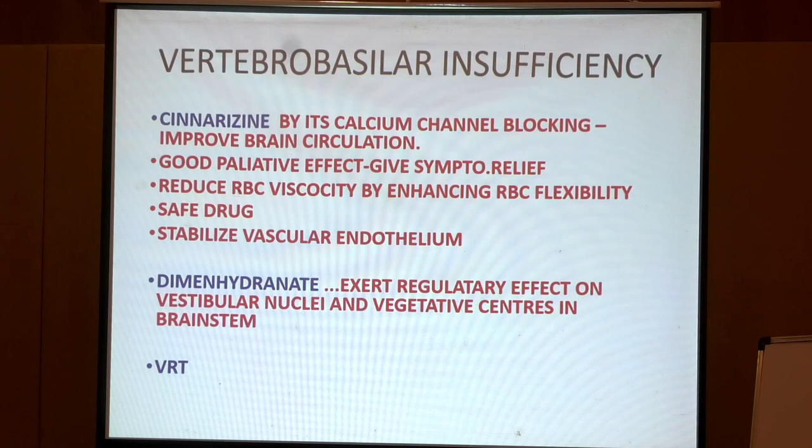Next is vestibulobasilar insufficiency; patients are also being seen in our practice. So cinnarizine plus dimenhydrinate combination is very effective. Cinnarizine acts by its calcium channel blocking, good palliative effect, gives symptomatic relief. It also reduces the RBC viscosity by enhancing the flexibility. These are safe drugs. Dimenhydrinate exerts a regulatory effect on the vestibular nuclei and the vegetative center in the brainstem. And of course, vestibular rehabilitation therapy also gives very good results.